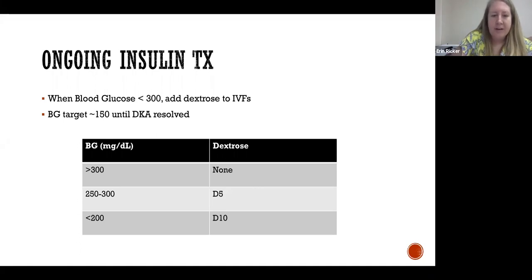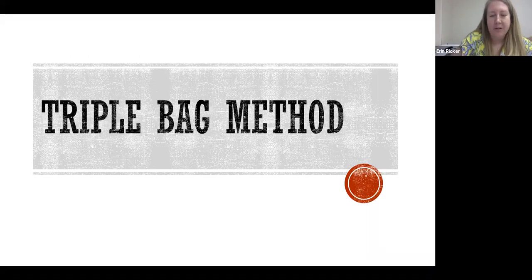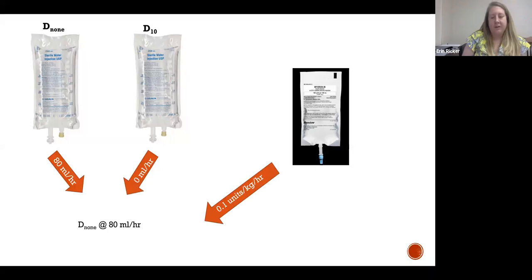So rather than having to keep ordering a ton of bags of fluids from the pharmacy, we tend to use the triple bag method, which initially sounds really overwhelming to patients, to students and sometimes residents, but as you get to use it more, it kind of makes sense. So your triple bag includes 1 bag of D none, so no dextrose. So this usually is just normal saline.